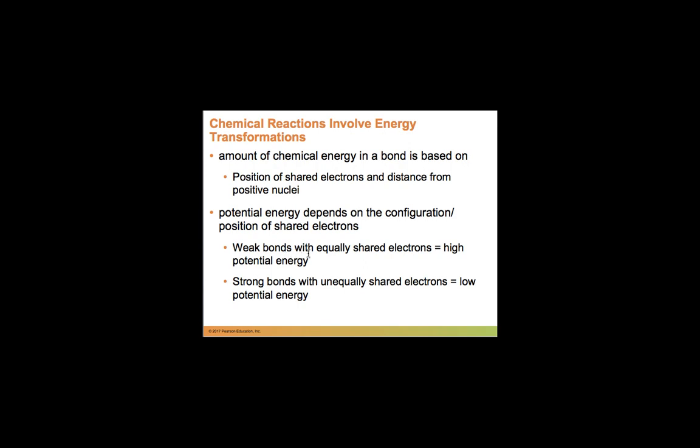Weak bonds that have equally shared electrons will have a high potential energy. So a weak bond, high potential energy. Strong bonds have unequally shared electrons. Therefore, they will have low potential energy. So weak bonds, like our single bonds, are going to have high potential energy. Strong bonds, right, our double and our triple, are going to have a low potential energy.